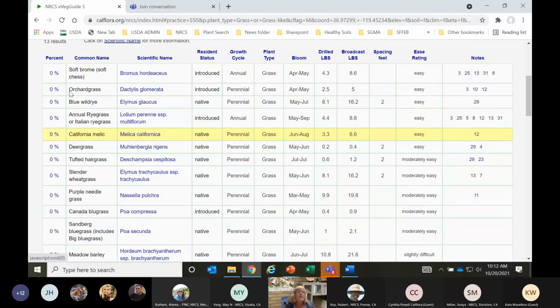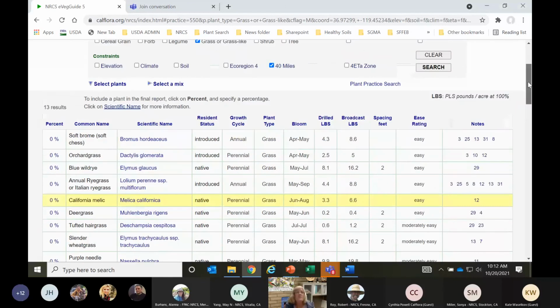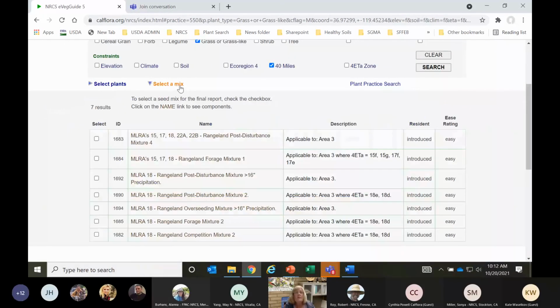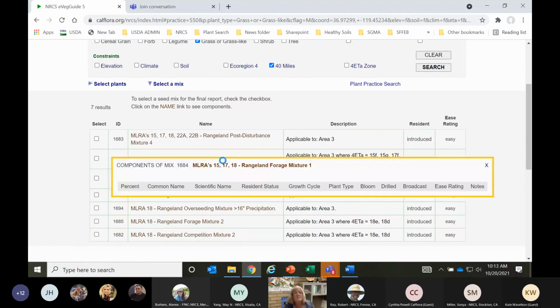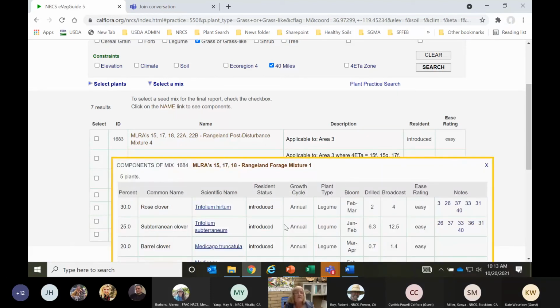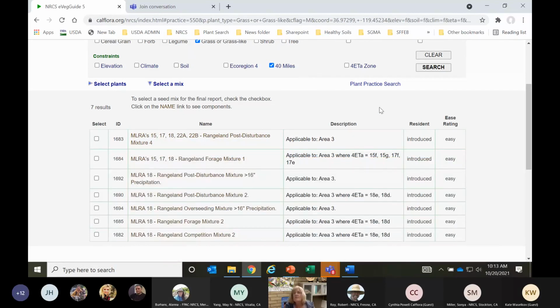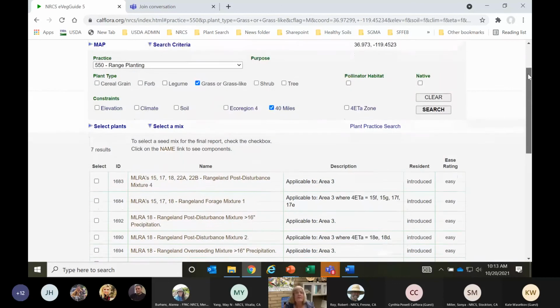And typically you can make a mix, picking out percent. It's got to add up to 100%, and then you get a printout for yourself. I don't really want to show you this. There are also mixes, and pretty much all of these are non-native mixes actually, but you can buy them. Often seed producers will carry these mixes. So for example, this one is different kinds of clover for forage, if you were running cattle or something in the area. So that's a really quick overview on the eVeg guide.